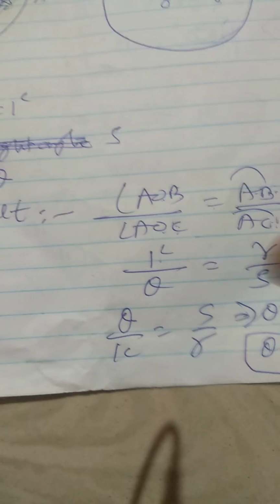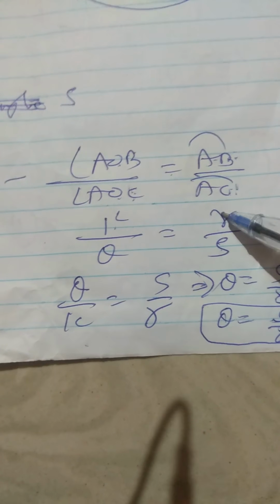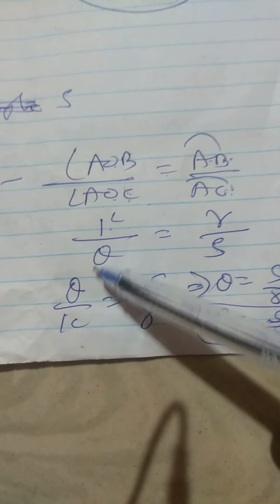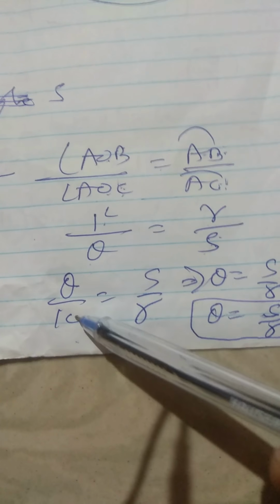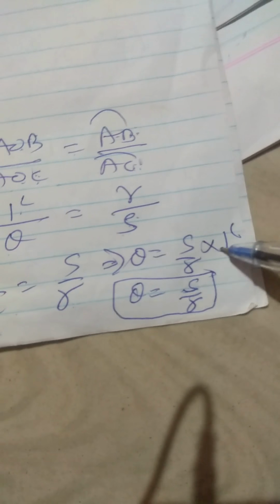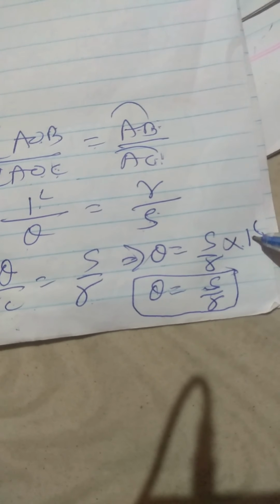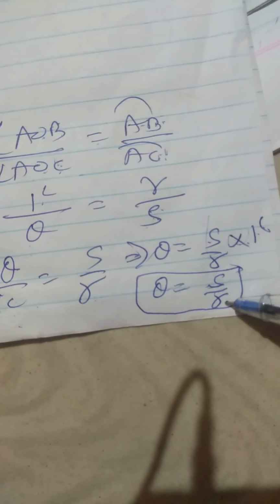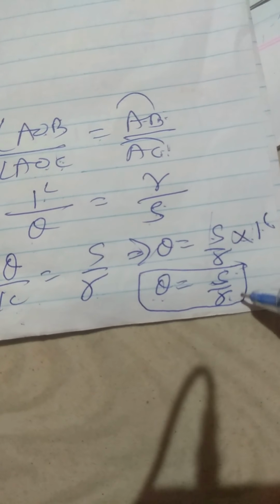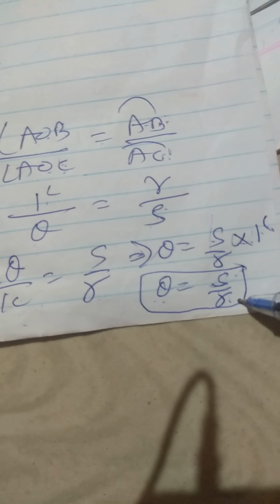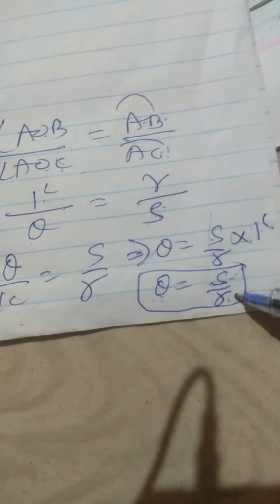We can cross multiply it. We get θ upon 1 radian equals s by r. Now cross multiply: θ equals s by r into 1 radian. And 1 radian multiplied by s by r causes no change. So θ equals s by r, where θ is the angle, s is the arc, and r is the radius. So we get the relation: angle equals arc upon radius.